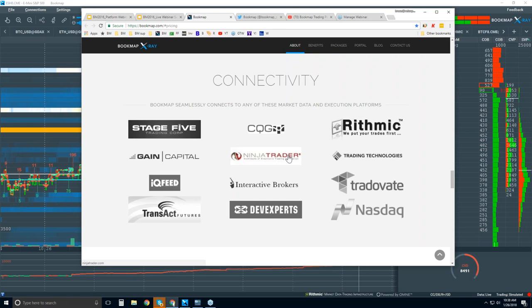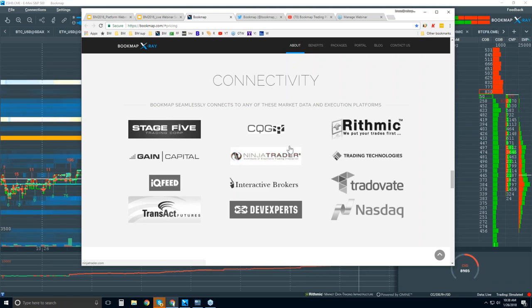We actually have our own API as well, for writing your own custom indicators and trading strategies, including automated trading strategies. So we're a platform just like they are, and you'll connect directly to the platform with your data feed, using Rithmic, CQG, Gain Capital, IQFeed, TransAct Data, our dev experts, and then the GDAX exchange. We connect to GDAX for the digital currencies.